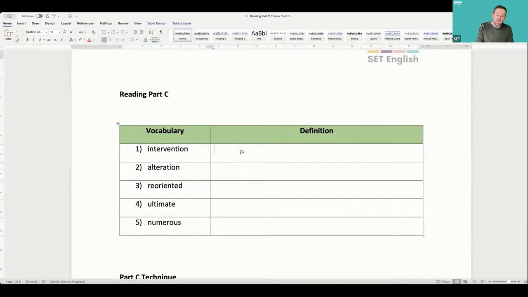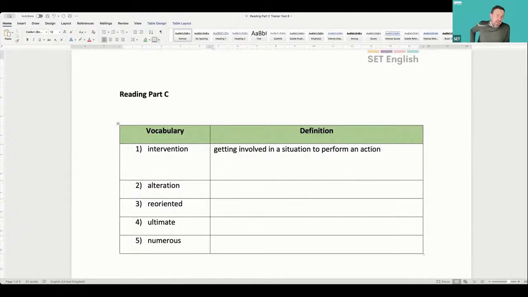So an intervention. Intervention is getting involved in a situation to perform an action. Intervening. Now, we know all of that, but we know medical interventions. Give me a medical intervention. Oh, an accident. No, that's not a medical intervention. Angioplasty is a medical intervention. Any procedure is a medical intervention. Resuscitation is a medical intervention. Any form of treatment is a medical intervention. Any form of care is an intervention.